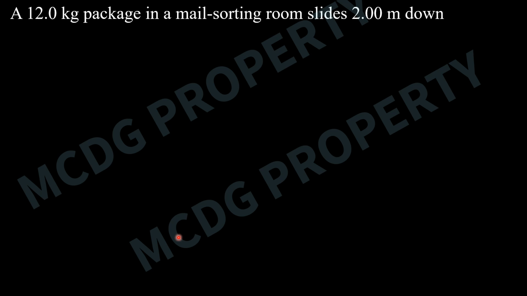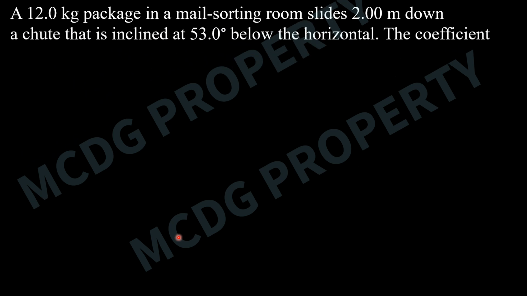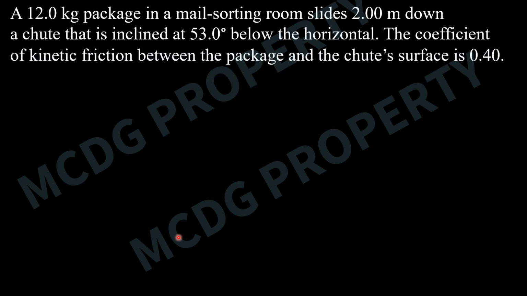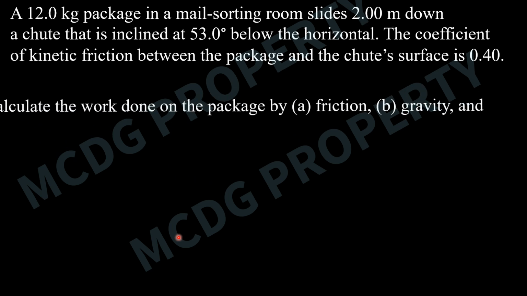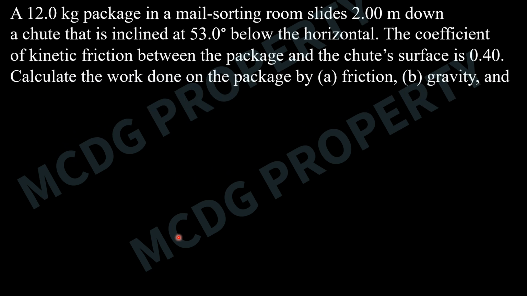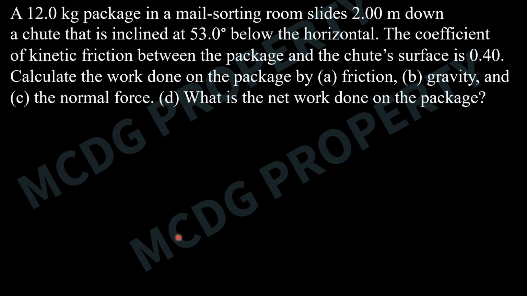A 12-kilogram package in a mail sorting room slides 2 meters down a chute that is inclined at 53 degrees below the horizontal. The coefficient of kinetic friction between the package and the chute surface is 0.4. Calculate the work done on the package by friction, gravity, and the normal force. What is the net work done on the package?